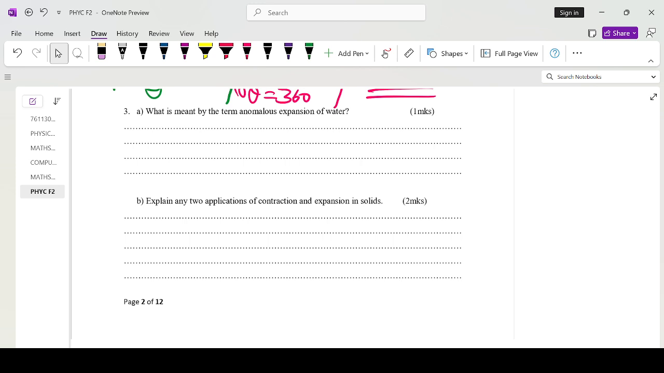It's not normal. Anything on heating has to expand, but water proves us different. So that different behavior of it is what is called anomalous expansion of water. So in our definition we can say it is the unusual behavior.